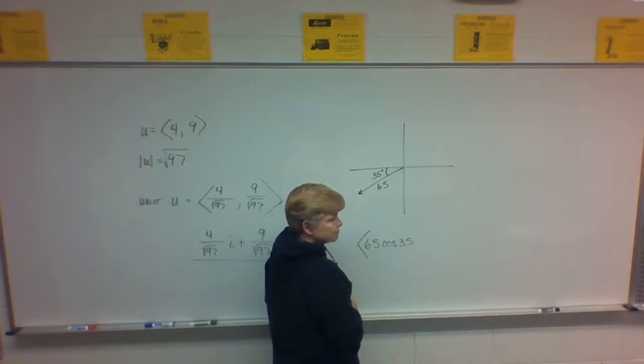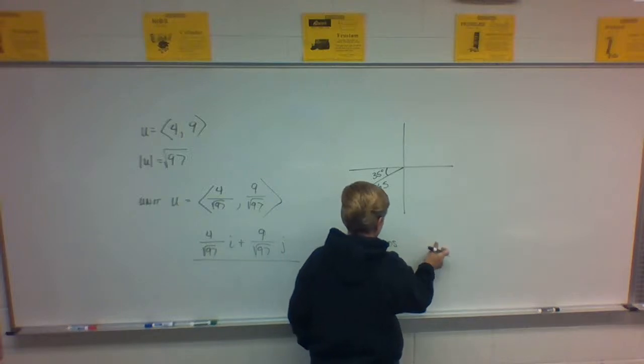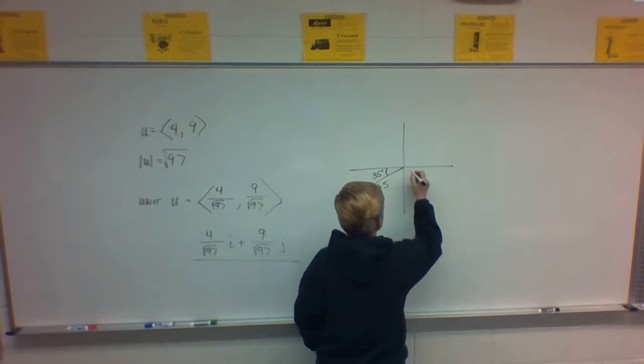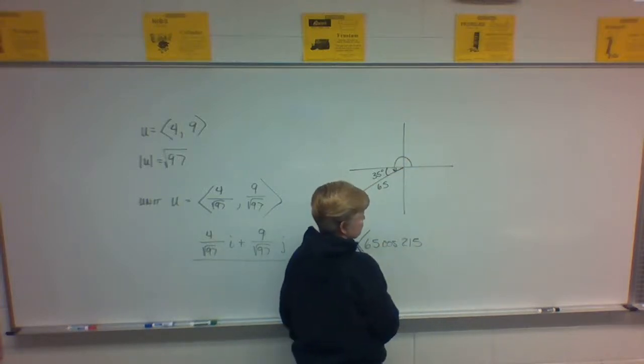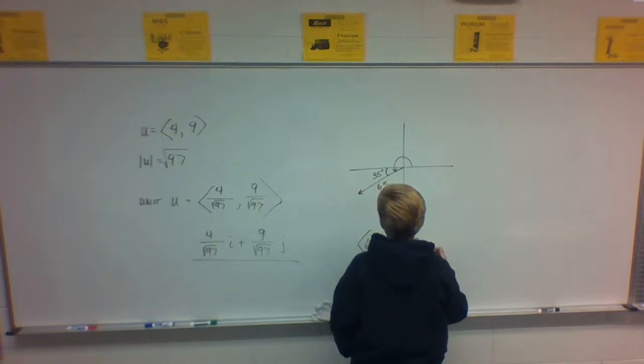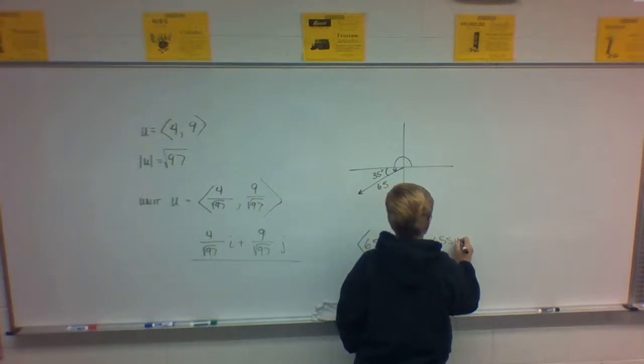To start, what do you write? Cosine 215. Good. You write that vector, or that angle, comma, 65 sine of the same thing.